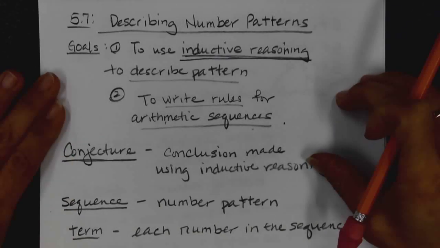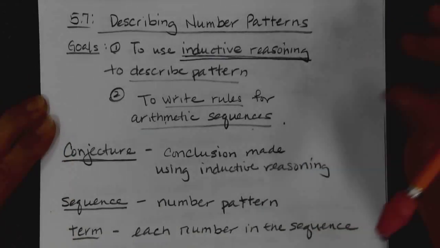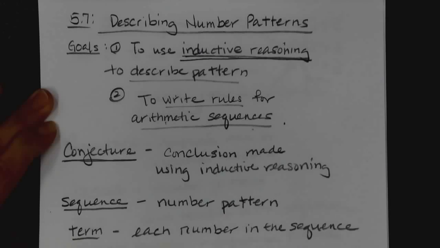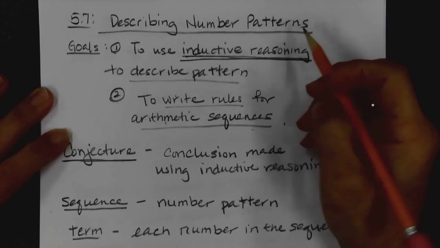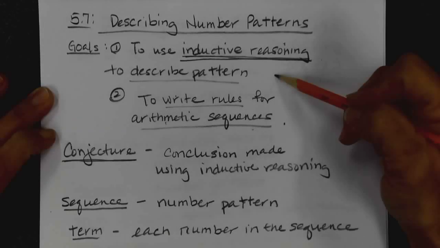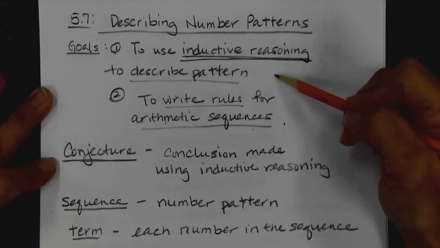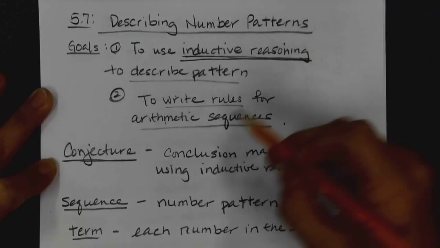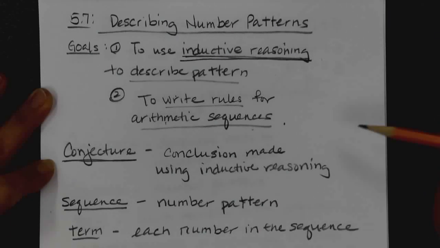In section 5.7, we will be describing number patterns. So this is the last section of chapter 5, and your goals for this section are to use inductive reasoning to describe patterns, and second, to write rules for arithmetic sequences.